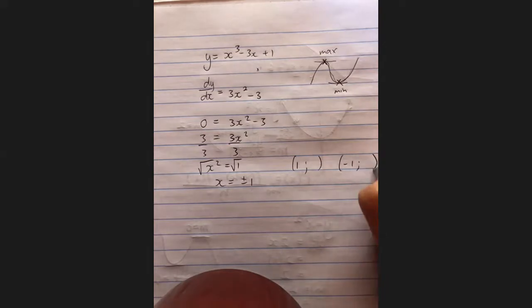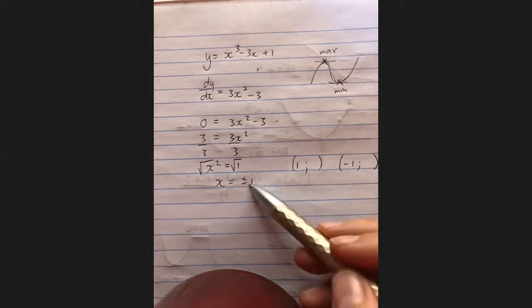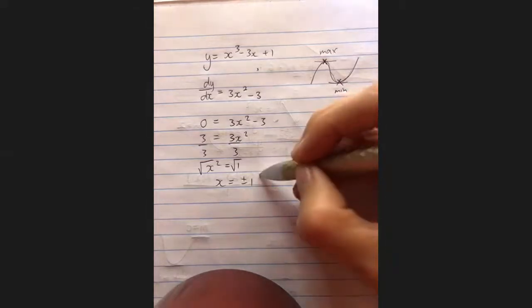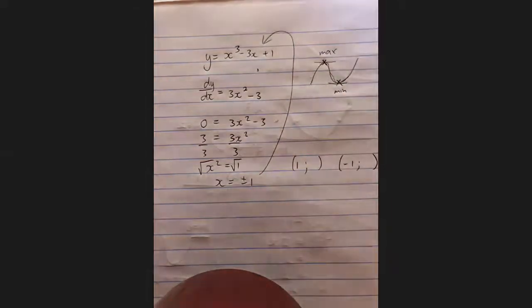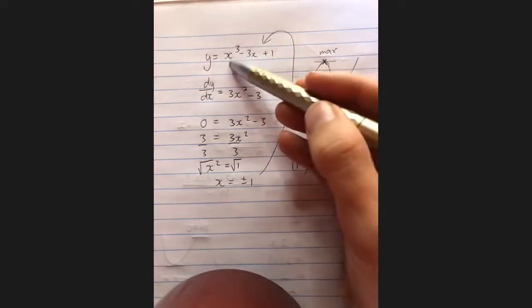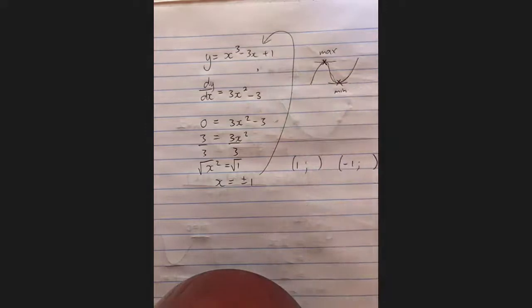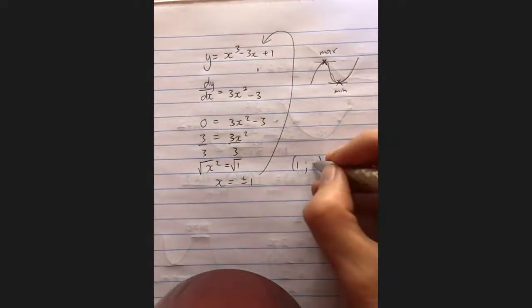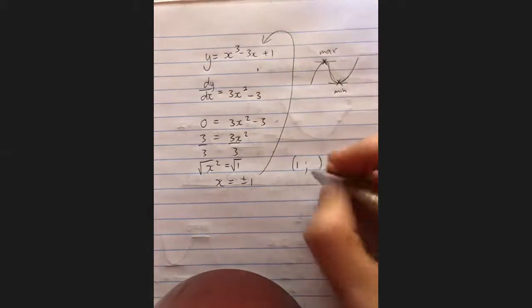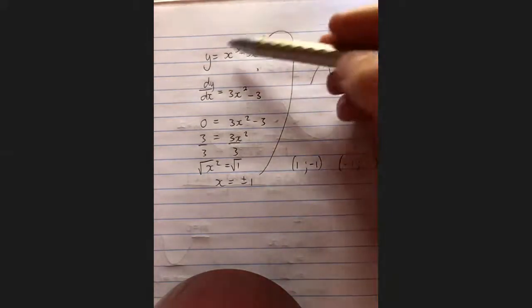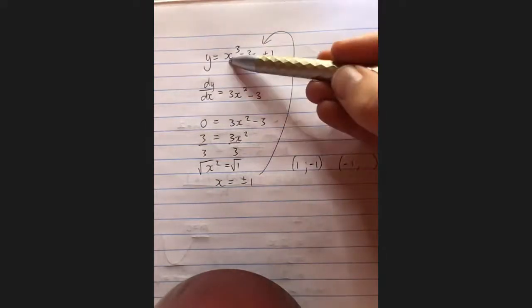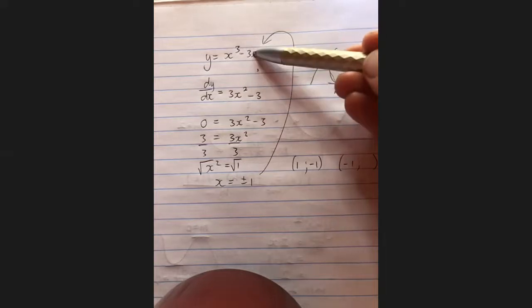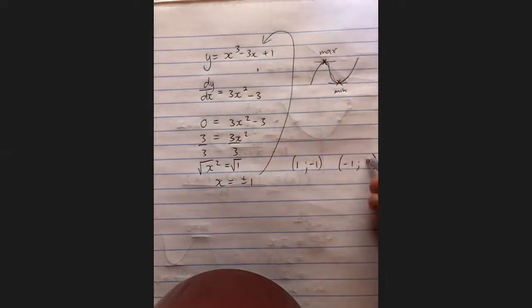But if they ask you for full coordinates, please go and sub this back into the original, because that will give you the y value. So if I sub this back, 1 minus 3 plus 1, what do you get? I get -1, right? You mustn't guess. So then the next one, if I sub a -1 in there, -1 stays -1, then this will become +3 plus 1. That's going to give me 3.